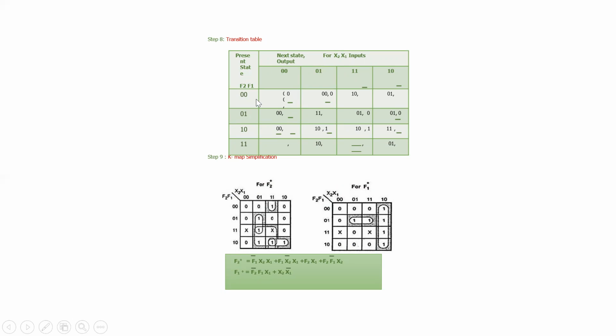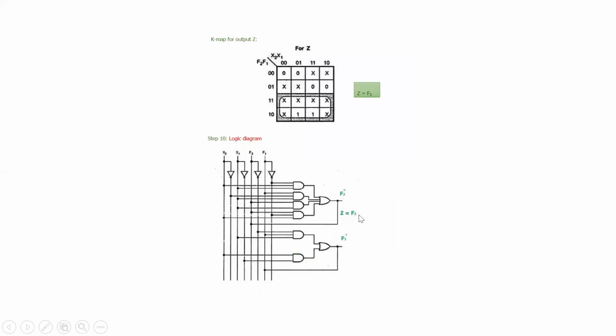In this transition table, we have to write the present state, then the next state, comma, output. Then we can go for the K-map for next state and output. So we have to derive K-maps for F2+ and F1+. By using the present state and external input, we have to derive F2+. By using the present state and external input, we have to derive F1+. Like this we have to derive the output Z. After deriving the expressions, finally we have to complete the logic diagram.